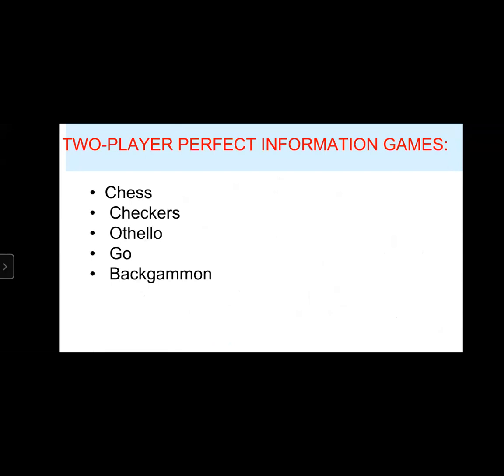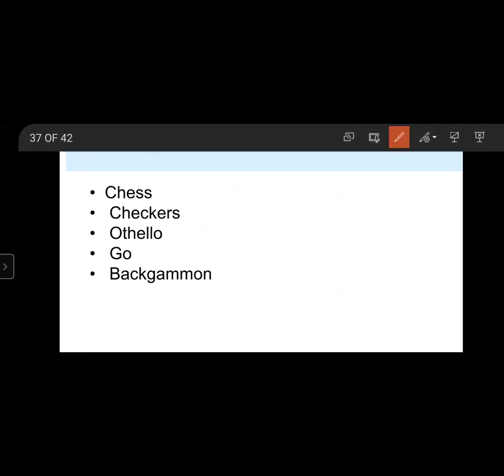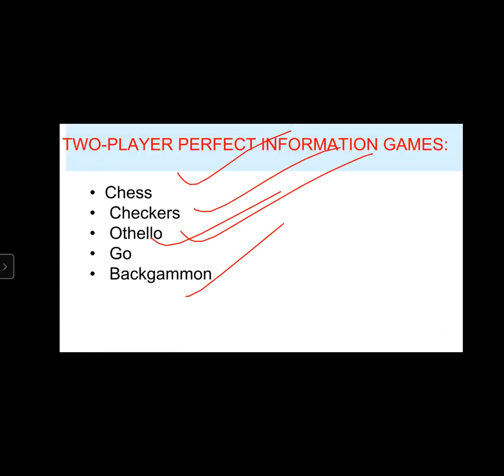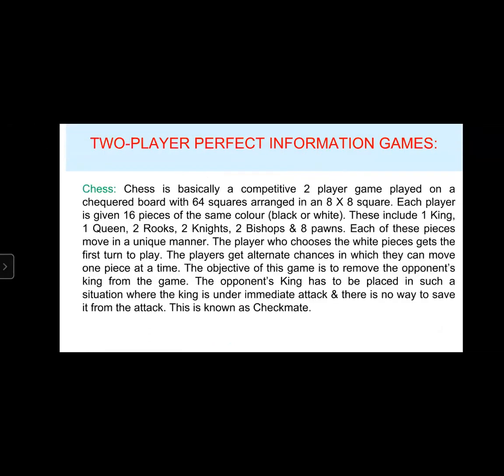Two-player perfect information. What are the different examples of two-player perfect information games? Chess, checkers, Othello, Go, backgammon. Here, chess. Chess is basically a competitive two-player game played on a checkered board with 64 squares arranged in an 8 by 8 square.